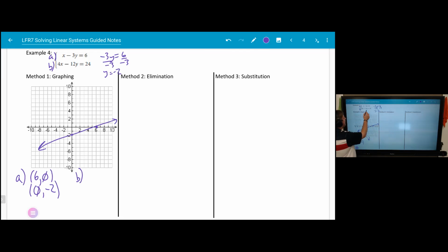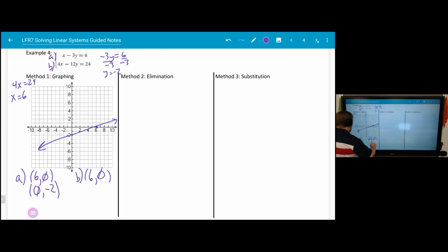Line B, let's see if I do this again here. If I try to find my x-intercept, that's when y equals 0. So I'd have 4x equals 24. Divide both by 4 and x equals 6. Interesting. Well, we know it should be.